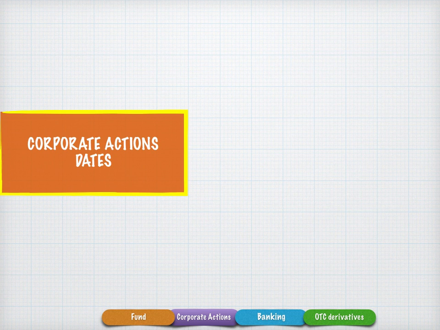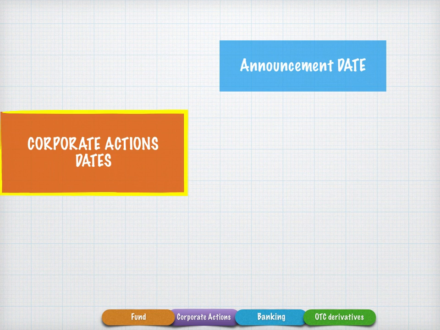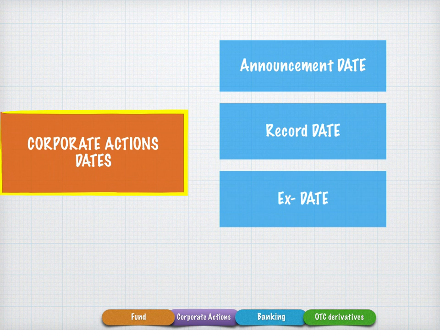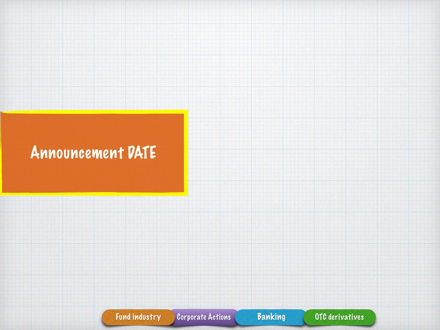What are the important dates of corporate actions? The most important dates in the corporate action, and this is the single most important event if you are in corporate actions processing, either in hedge funds or in investment banking operations. The first date is the announcement date, the second is the record date, the third is the X date, and finally is the payment date.